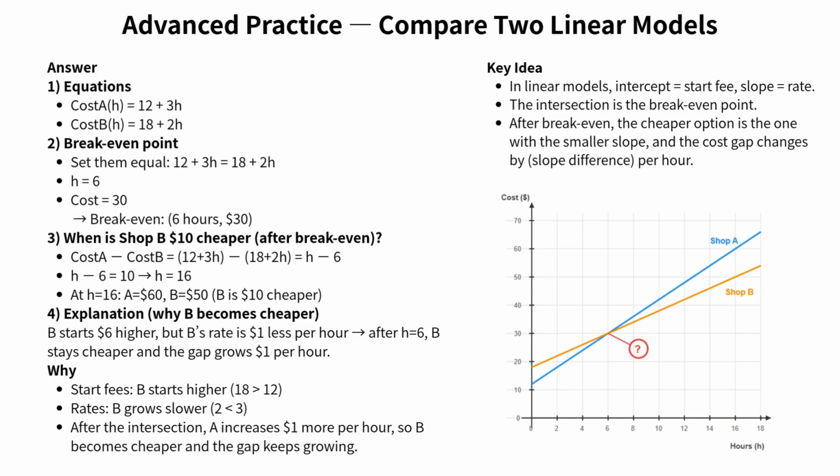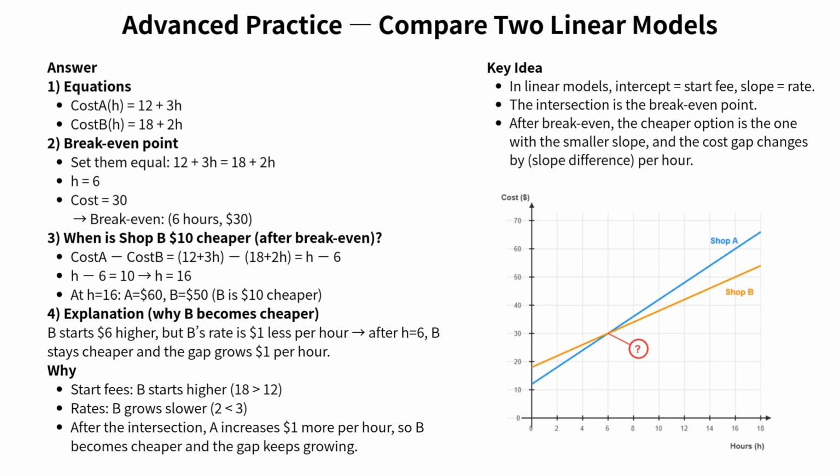12 plus 3H, minus the quantity 18 plus 2H, equals 10. Let's simplify carefully. Distribute the minus sign. 12 plus 3H minus 18 minus 2H equals 10. Now combine like terms. For the H terms, 3H minus 2H is H. For the constants, 12 minus 18 is negative 6. So the left side becomes H minus 6 equals 10. Add 6 to both sides, H equals 16. So at 16 hours, shop B is exactly $10 cheaper than shop A.